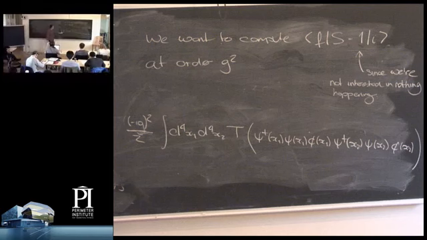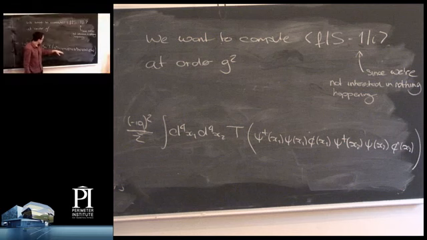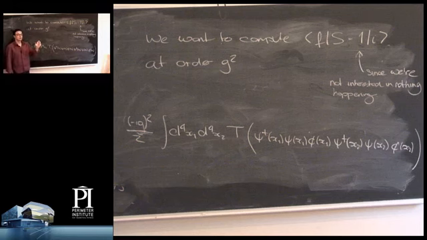Okay, so what do we do? We do Wick's theorem. So Wick's theorem says that the time-ordered guy is equal to the normal-ordered guy plus all possible contractions. Okay? Plus all possible normal-ordered contractions.